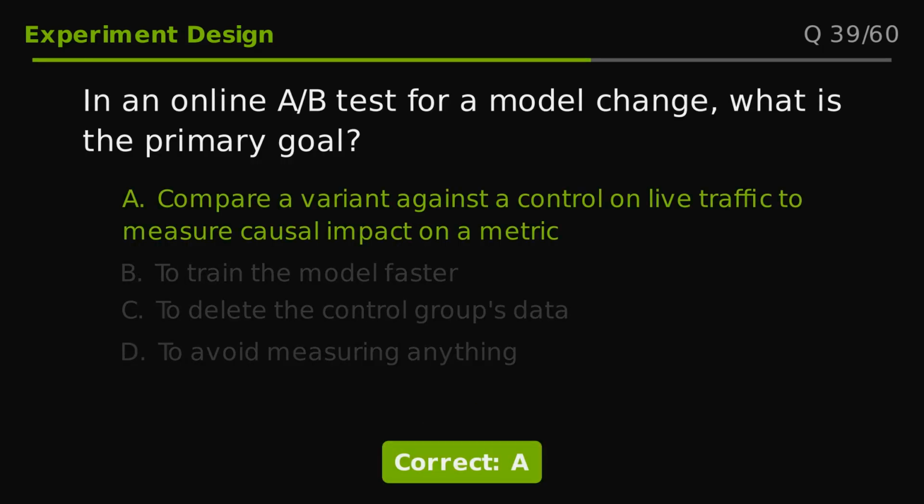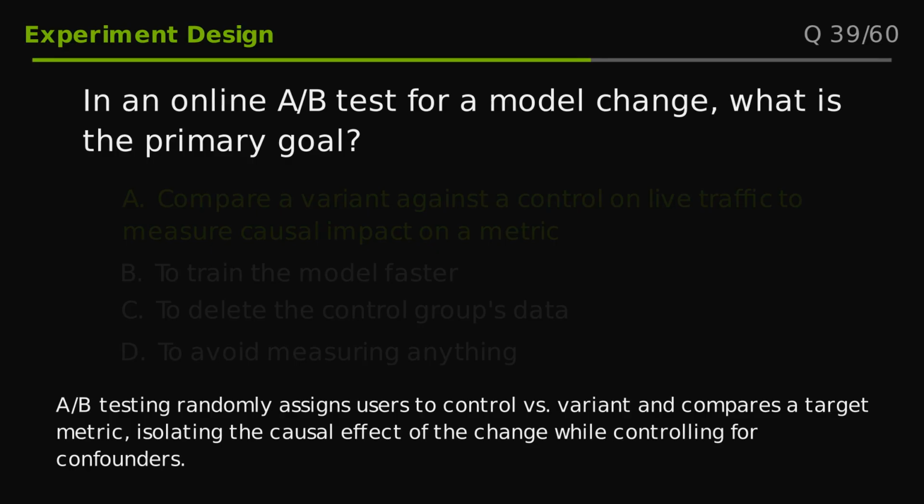The correct answer is A. A/B testing randomly assigns users to control versus variant and compares a target metric, isolating the causal effect of the change while controlling for confounders.